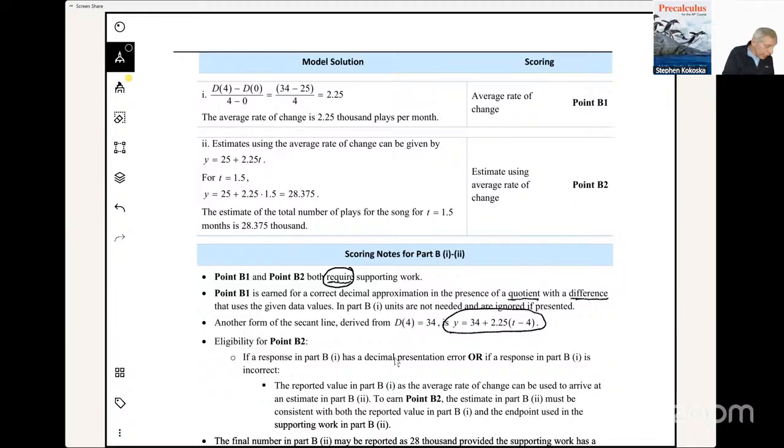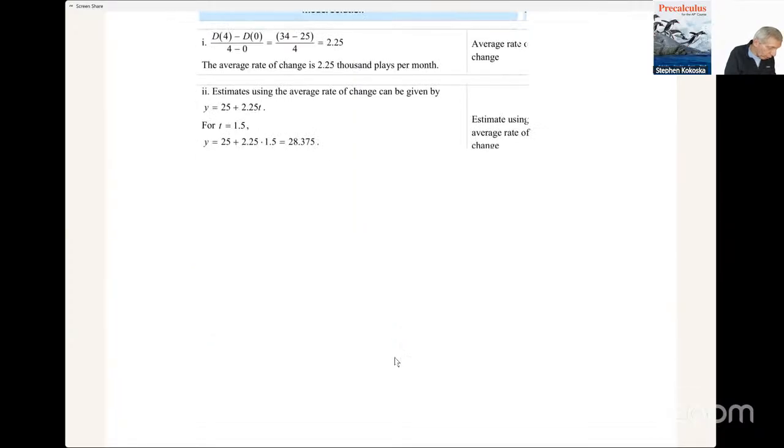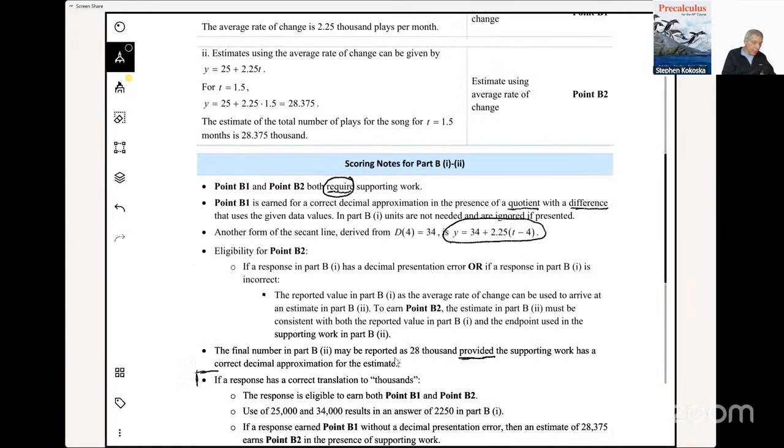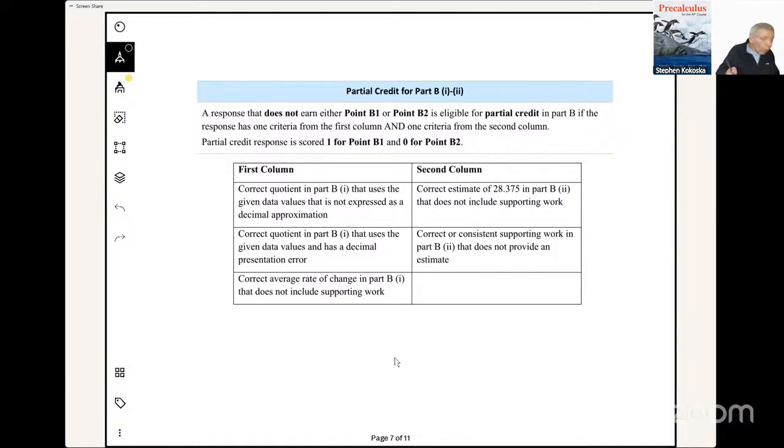And sometimes we have eligibility requirements in order to award points, and there is an eligibility requirement here, and I'll let you read through all of that. Again, there's a little bit down at the very bottom of these scoring notes about those students who converted to thousands. But as Vicky indicated, we don't think that's a good idea. Beautiful. Oh, and there's a partial credit table here once again, and you can again download this problem from AP Central and read through that and make sense of this partial credit.